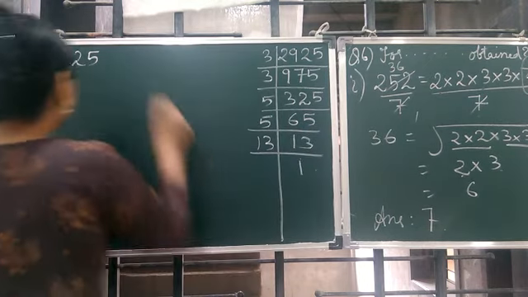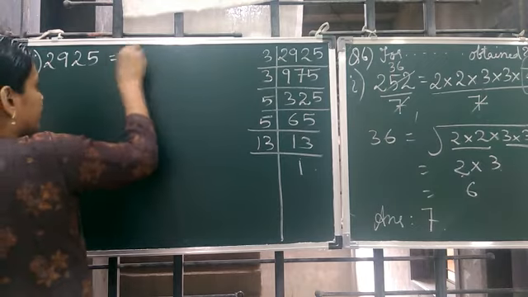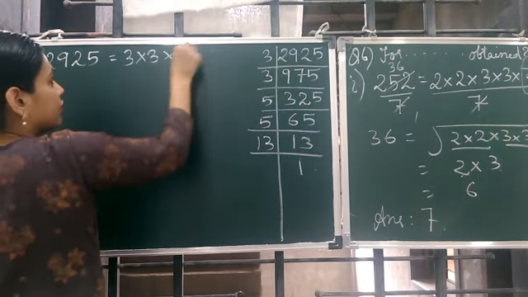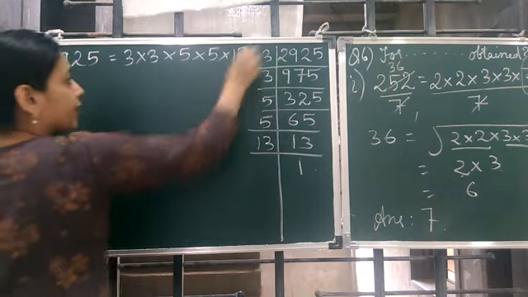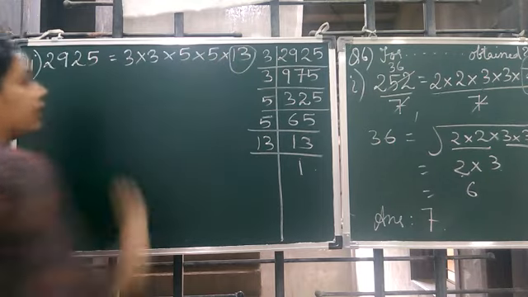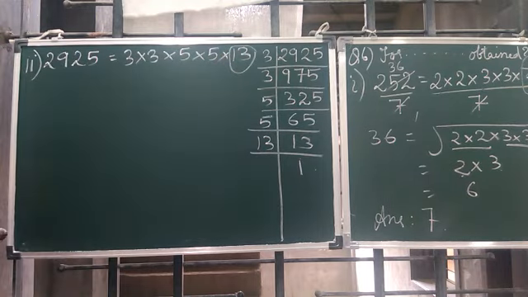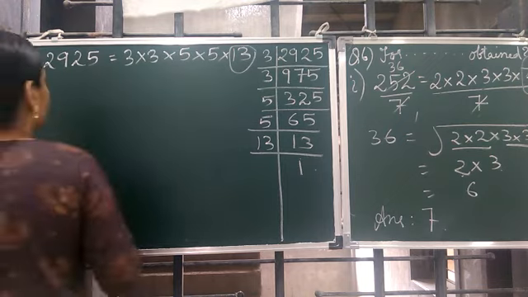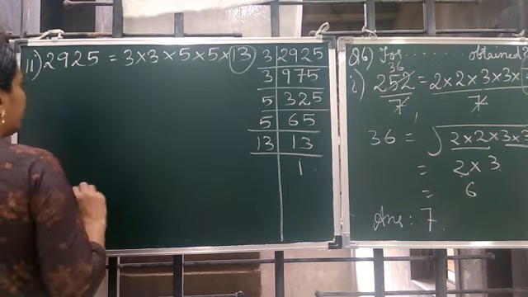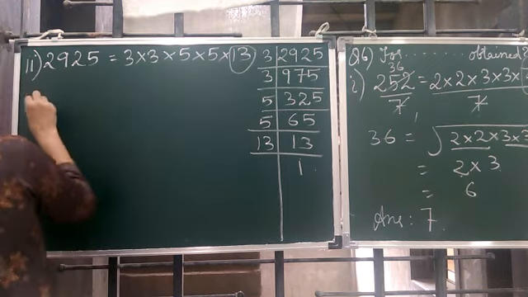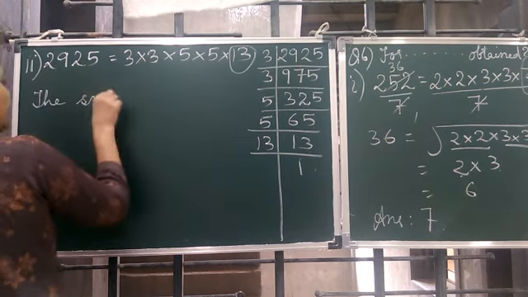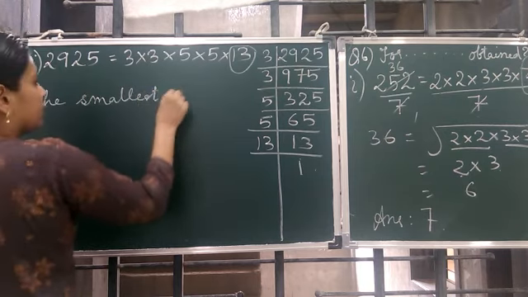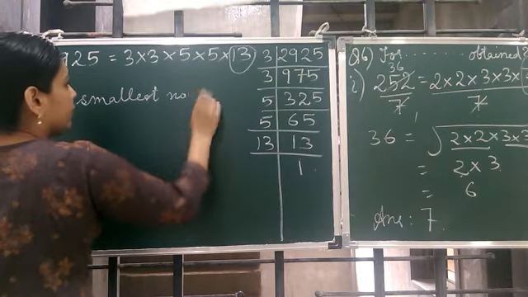So let's see. Let's write the prime factorization. So who doesn't have a pair? 13 doesn't have a pair. So the smallest number by which we will divide will be what? 13. So the smallest number will be 13.